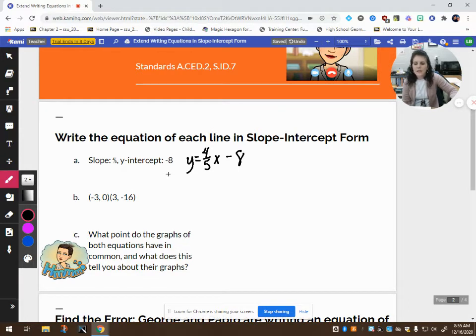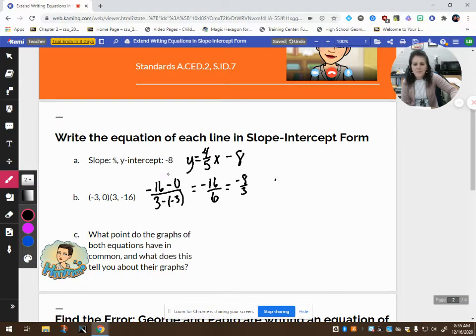So now looking at part B, we've got to work a little harder to get the equation in slope-intercept form. So we know to find the slope, we've got to do change in y. So negative 16 minus 0 over the change in x. So 3 minus a negative 3. Well, this becomes 3 plus 3. So I end up with negative 16 over a positive 6. So it looks like this will reduce, right? They're both divisible by 2. So I have negative 8 over 3. So we found our slope.